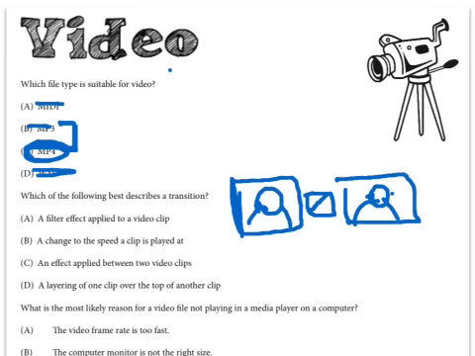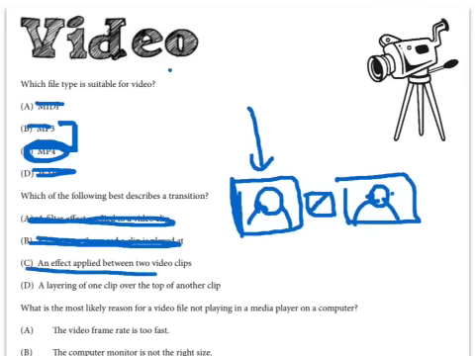So which of the following best describes a transition? A filter effect applied to a video clip. That's applied to one clip, not between two clips, so that's incorrect. Has changed the speed a clip is played at. Again, that's on one, so no. An effect applied between two video clips. That sounds right. There we go.